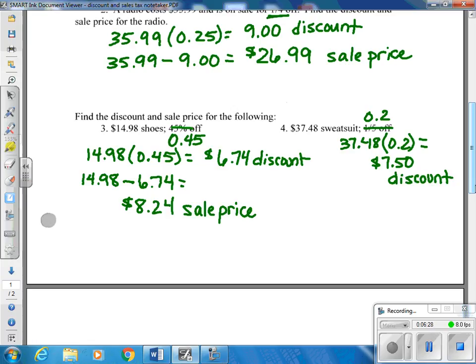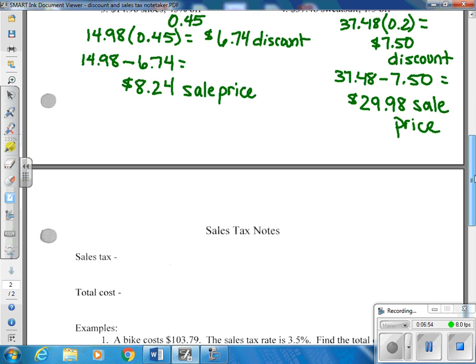Right, and do notice that you are showing your work, especially for the word problems. In the chart, you don't have to show your work as much, but definitely in the word problems. All right, so then we have $37.48, and we're going to subtract that $7.50 so that the sale price for this sweatsuit is $29.98. Right, and that's known as the sale price. You cannot round this to $30. Okay, it has to be exact. All right, so that's dealing with sale price and discount.